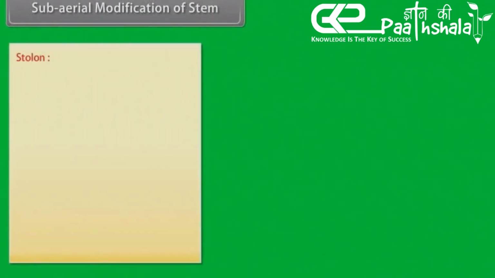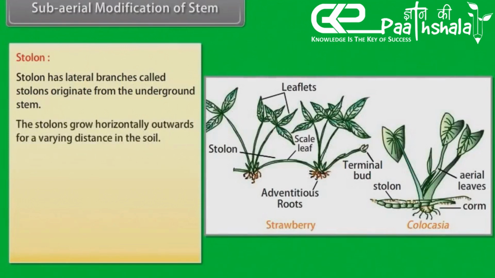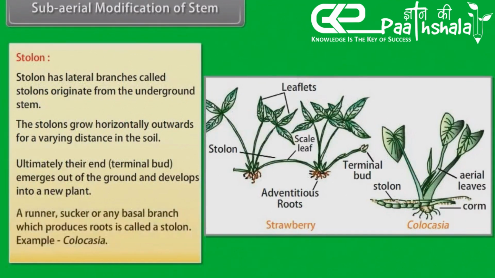Stolon. A stolon has lateral branches called stolons that originate from the underground stem. The stolons grow horizontally outwards for a varying distance in the soil. Ultimately, their terminal bud emerges out of the ground and develops into a new plant. A runner, sucker, or any basal branch which produces roots is called a stolon. Example: colocasia.